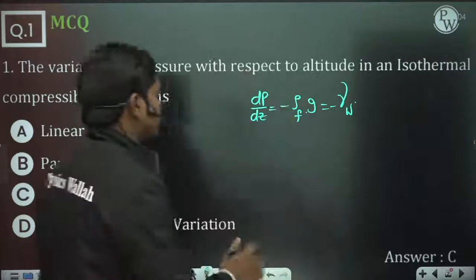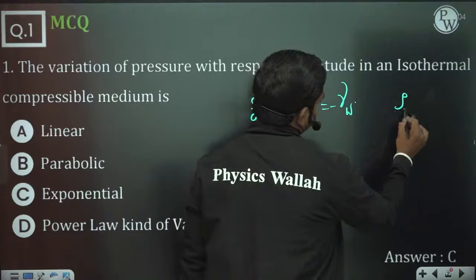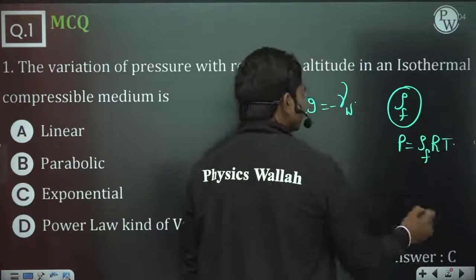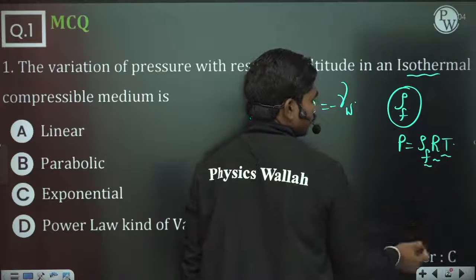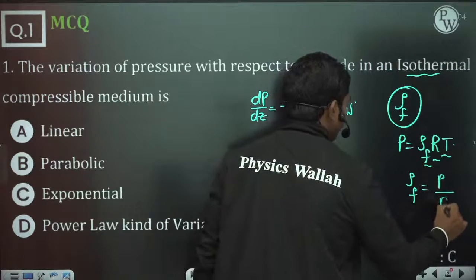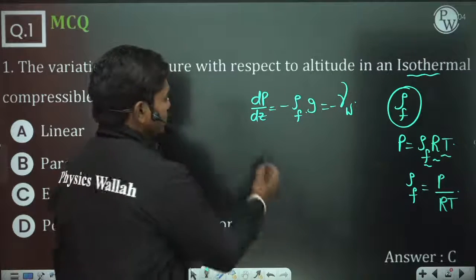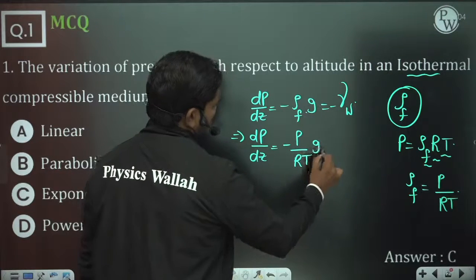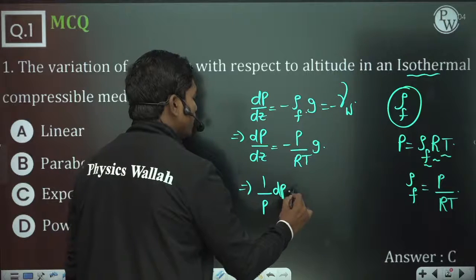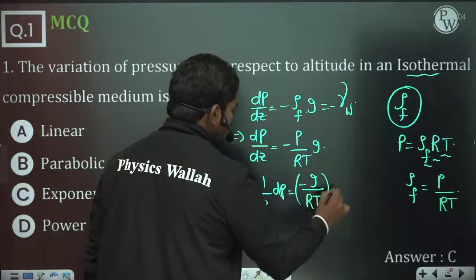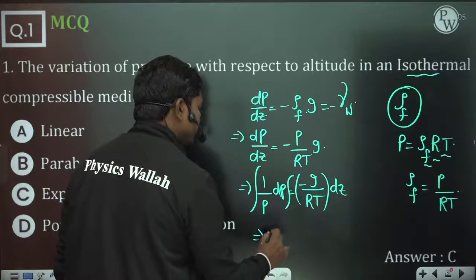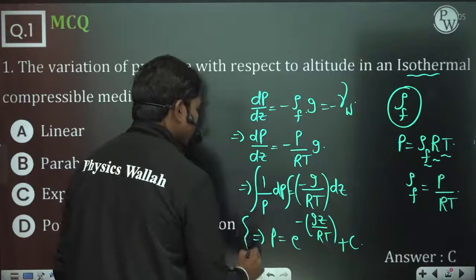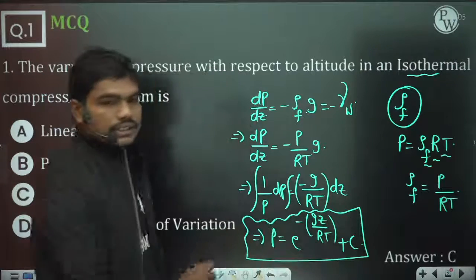So if this fluid is a compressible gas and you assume it is an ideal gas, then P is equal to rho RT. Here it is isothermal, so T is constant and R is constant, so the density of the fluid can be taken as P by RT. Simplifying, dP by dz is equal to minus P by RT times g. Rearranging, 1 by P dP is equal to minus g by RT times dz. Upon integration, P is e to the power minus gz by RT times some constant. So the pressure variation in a compressible isothermal fluid is exponential in nature.